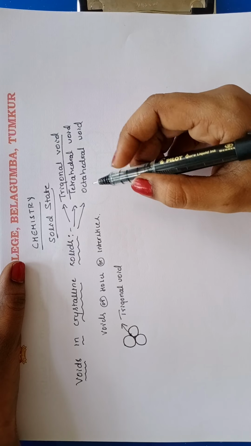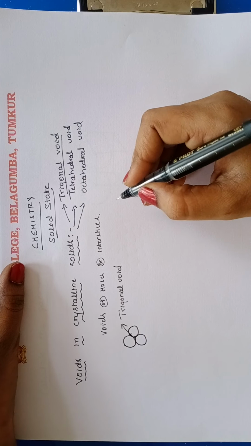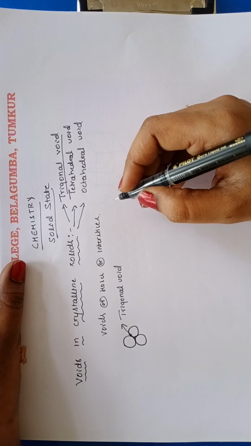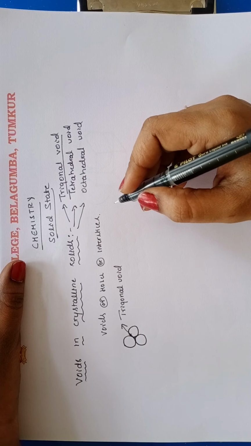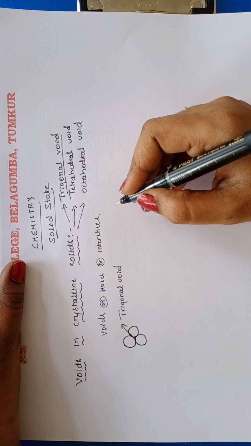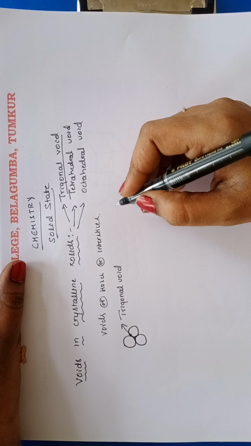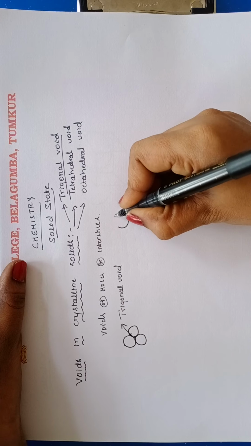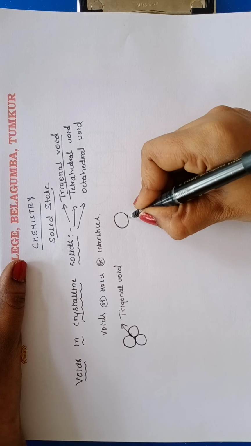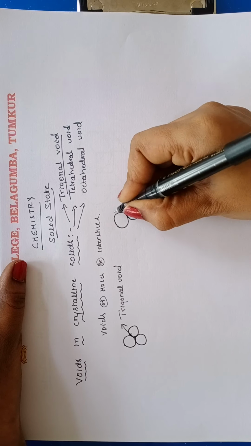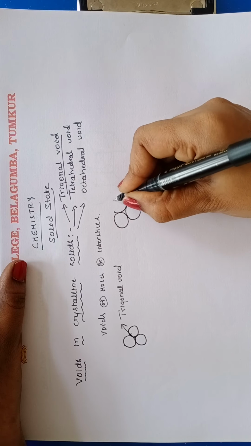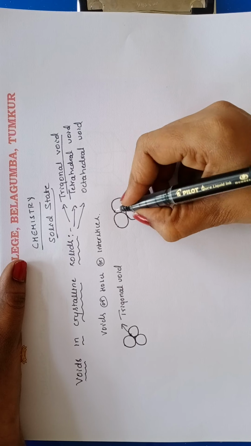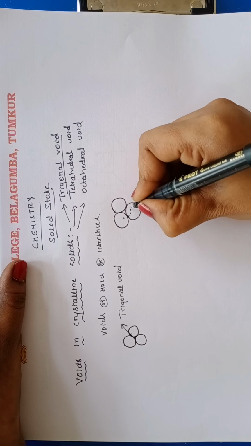Then next we are going to discuss the tetrahedral void. In HCP and CCP, the void surrounded by four spheres, that is, three in the same plane and one in the second layer, is called a tetrahedral void. Three spheres are touching each other and are present in the same layer.